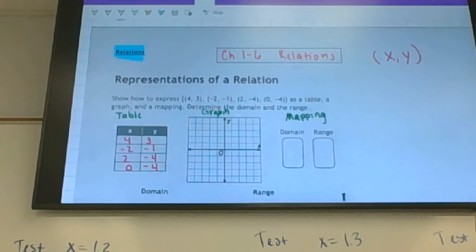All right, so go ahead and plot your points. You can peek over at the people in your group, or you can peek up at mine and just make sure your points fall in the right place.